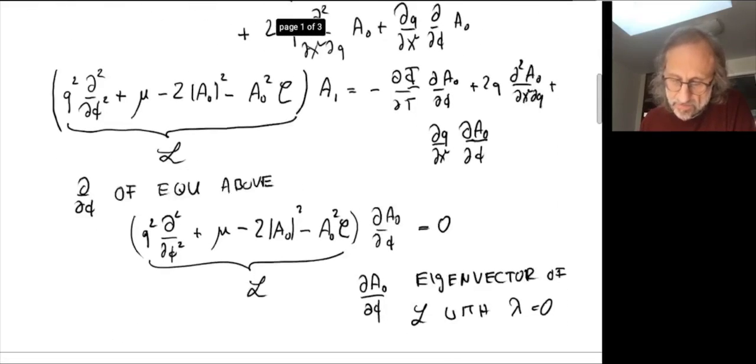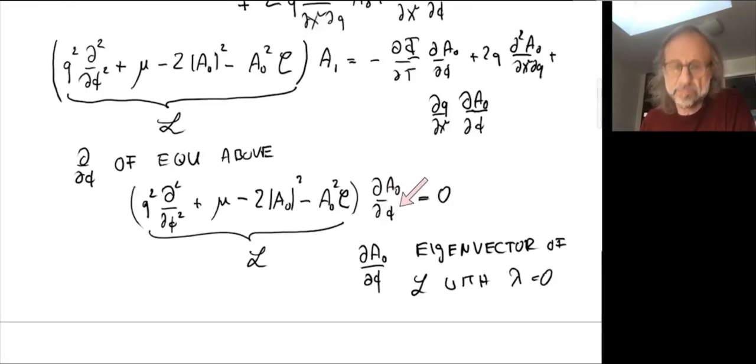if A naught did not depend on the phase, then this would be 0, and it would not be an eigenvector at all. You would still have this equation, but dA by d phi is 0, and so it's not an eigenvector of L. And L wouldn't be singular.